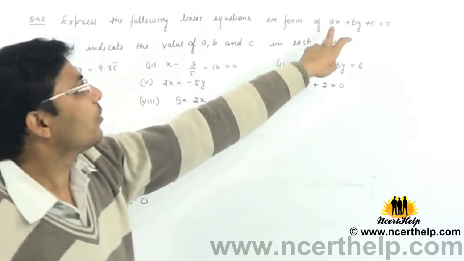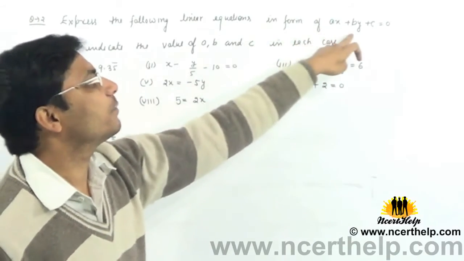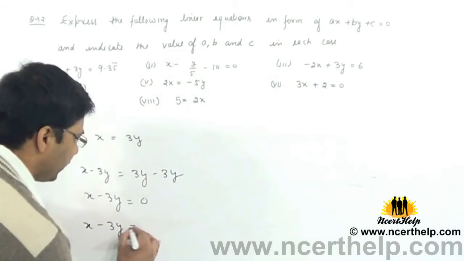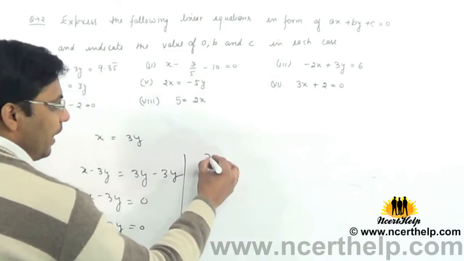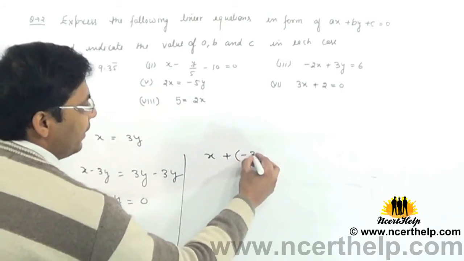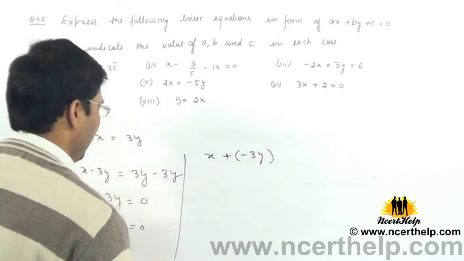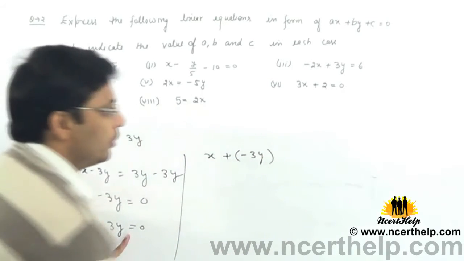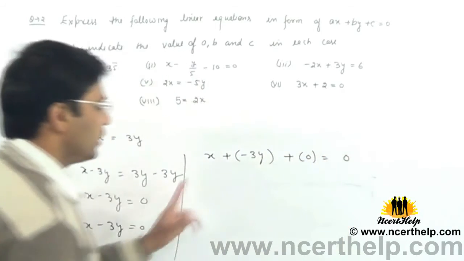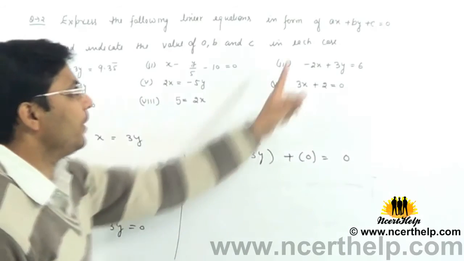We need to write this equation in the form of ax plus by plus c equals 0. So how can we write it? To write this equation in this form, x is here, but I need a positive sign. So I can write it as positive x negative 3y. There is no constant term, so in addition, 0 is always present there. So this is the answer of the first part in the form of ax plus by.